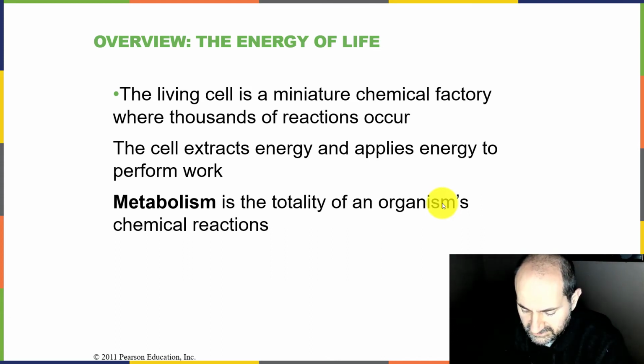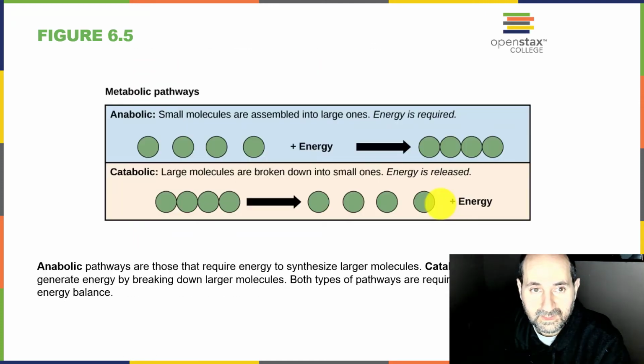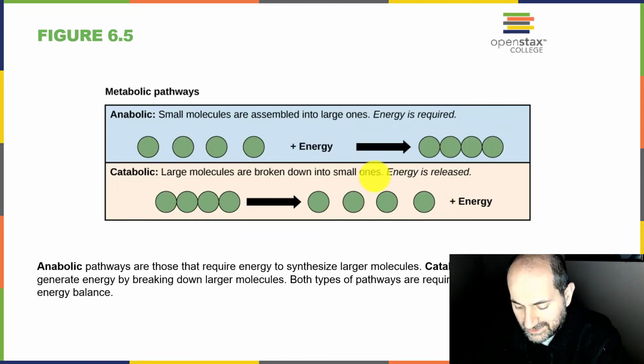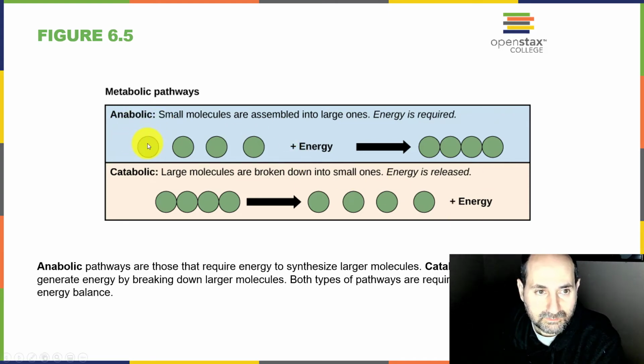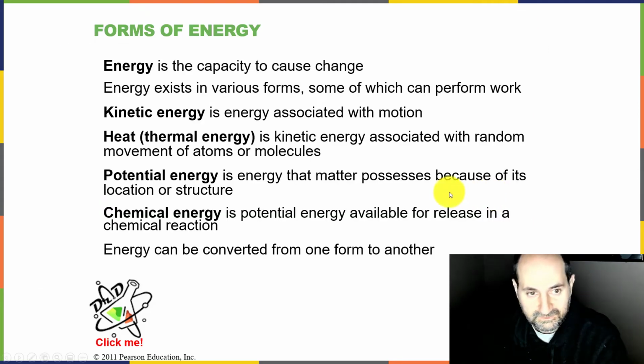So be able to define metabolism and know the difference between anabolic versus catabolic metabolism. Remember, in anabolic metabolism, small molecules are assembled into large ones, and that requires the use of energy, whereas in catabolic reactions, it's the converse. Large molecules are broken down into smaller ones, and this releases energy. So definitely know that, and then know the difference between these types of energy.